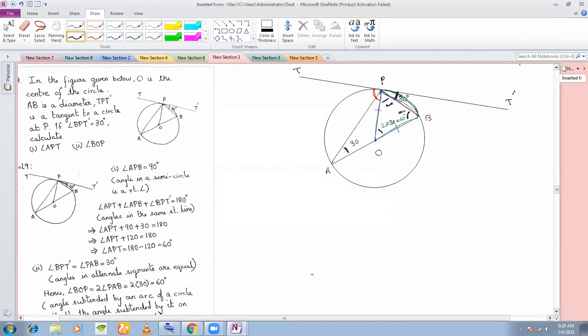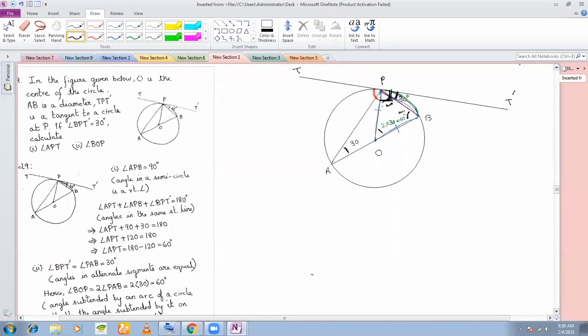Angle OPB is not 90 degrees. Angle OPT dashed is 90 degrees. Sir, not OPB, this angle is 90 degrees, right? Am I right or not? This angle is 90 degrees. You agree with me? Yes, sir, because the angle formed by the radius and tangent is 90 degrees.